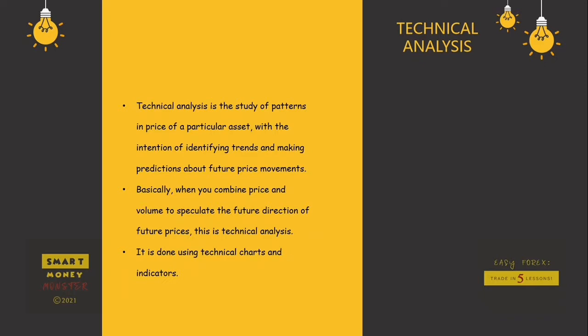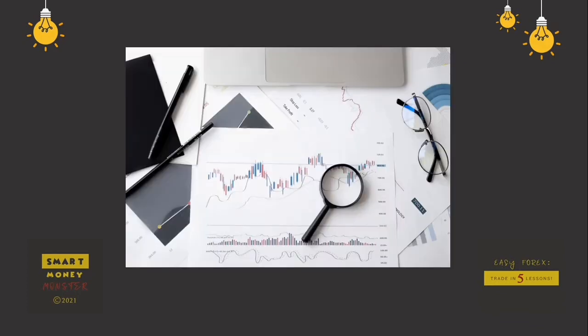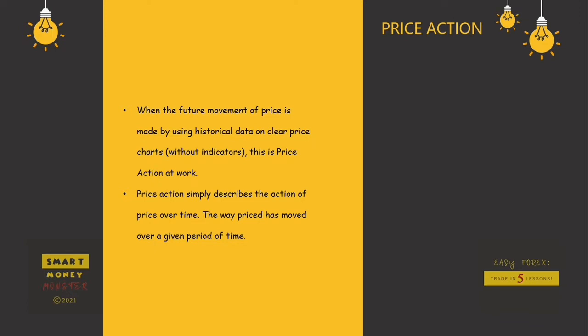You are looking at the chart and the chart is telling you, okay, this is where price is moving, this is what price is doing. The price is moving in this particular fashion. That is what technical analysis is about. So you are using what you are seeing on the chart in combination with indicators to determine where price will most likely move in the nearest future.